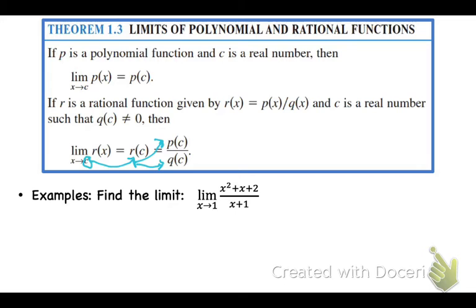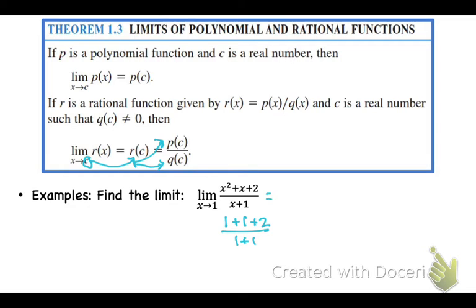Okay, so down here it says find the limit. As long as the constant doesn't make the denominator 0, you can use this method. Correct? Makes it 0, we have to do something else. So all we are going to do on this one, the limit of x squared plus x plus 2 over x plus 1, is plug in what's x approaching? 1. Okay? So we're going to have 1 plus 1 plus 2 over 1 plus 1.